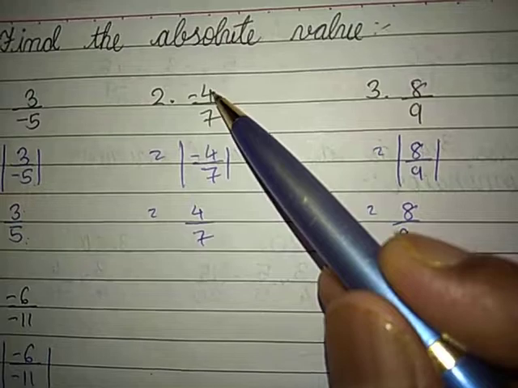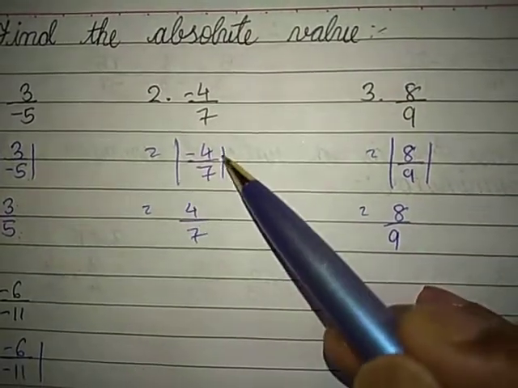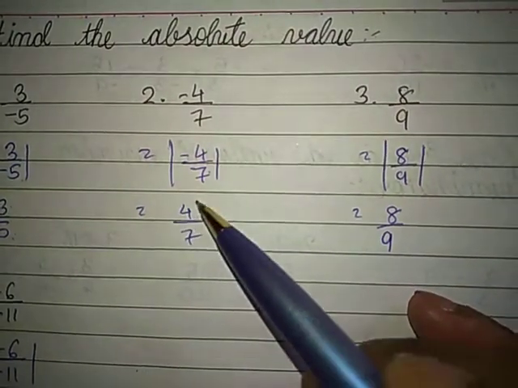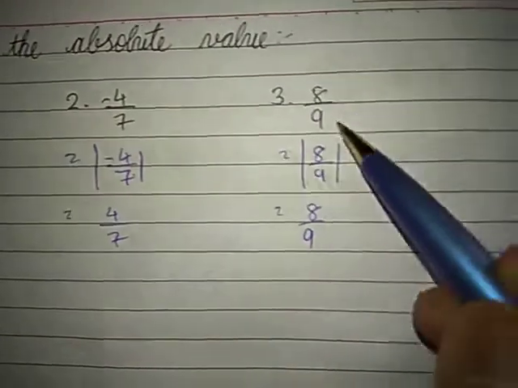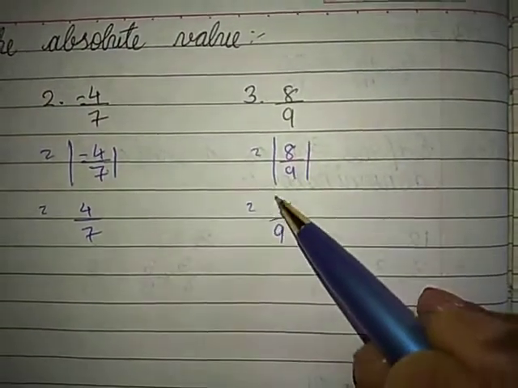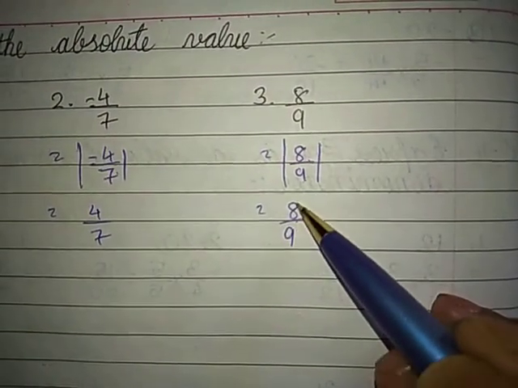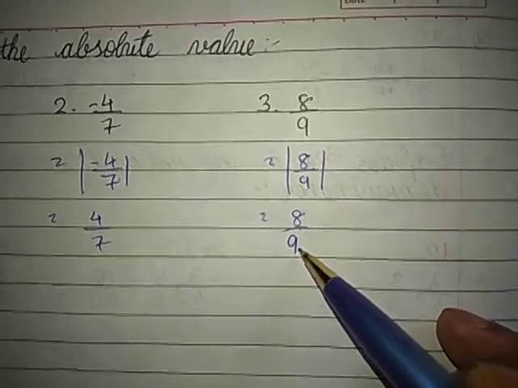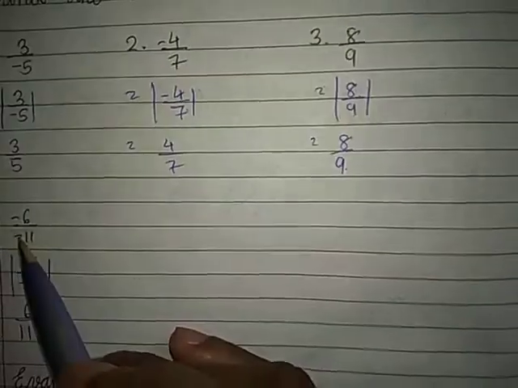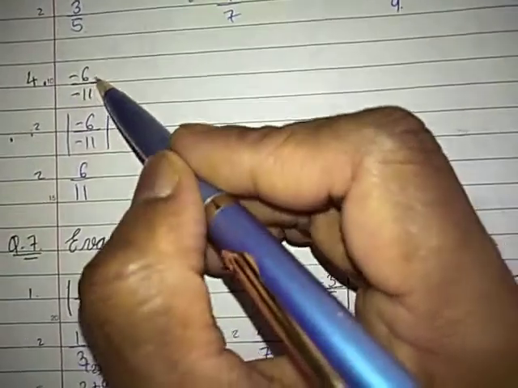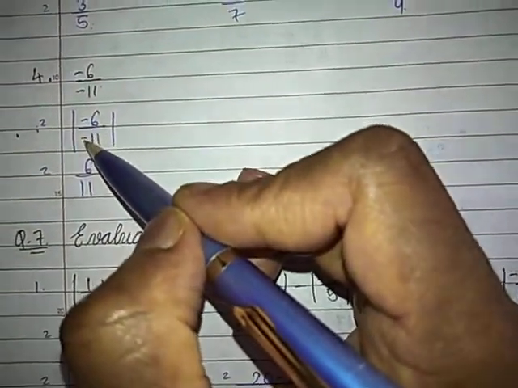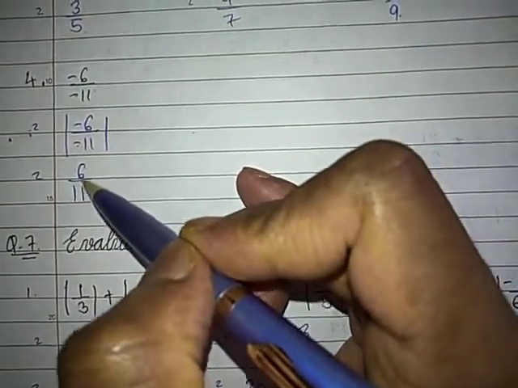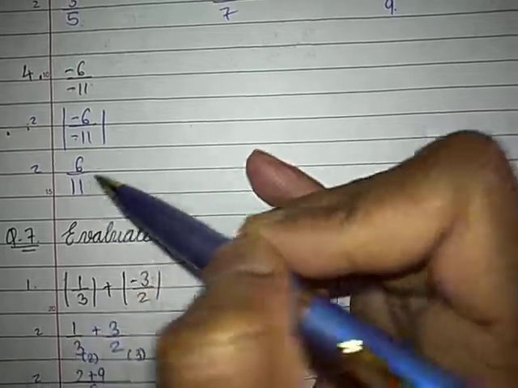Minus 4 by 7 in the mod. When it comes out from the mod, it becomes 4 by 7. Mod 8 by 9, when it comes out from the mod, it becomes 8 by 9. Minus minus, you can cancel it and make it plus. So it is mod of minus 6 by minus 11, which gives you 6 by 11.